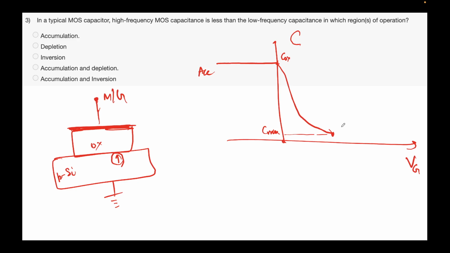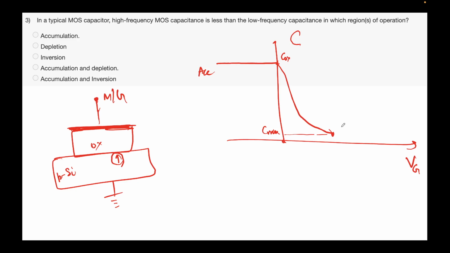And now let me mark the different regions again for this. So I've written here accumulation, depletion, and this region is inversion. So as you can see, LFCV and HFCV are the same in accumulation and depletion region, right?